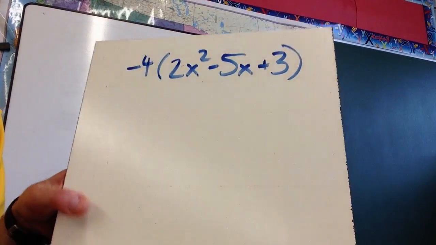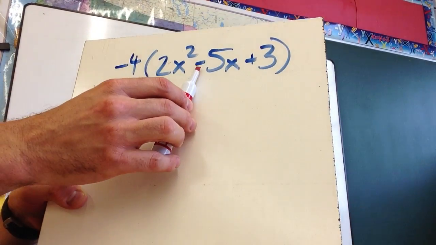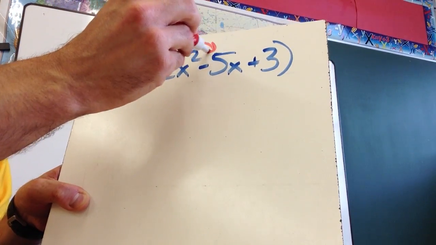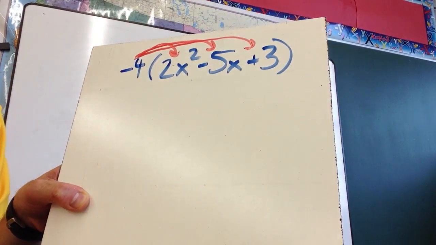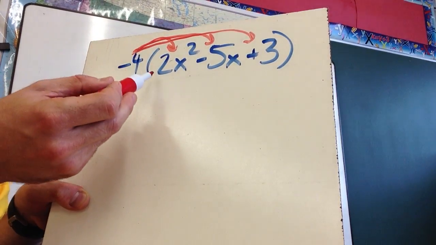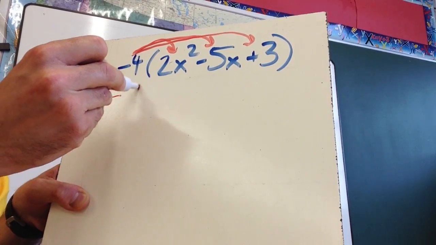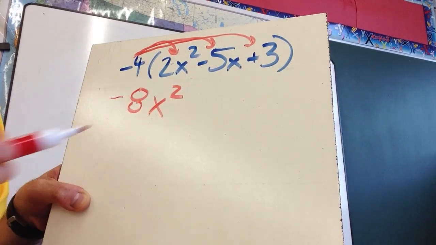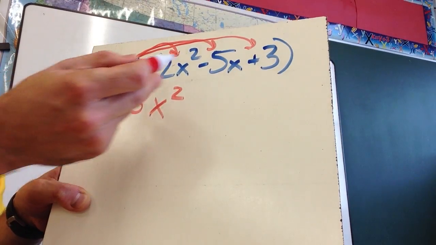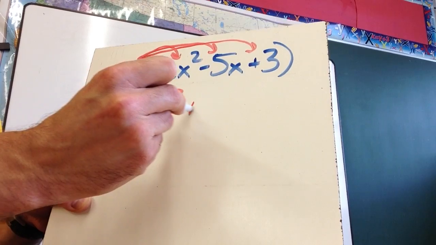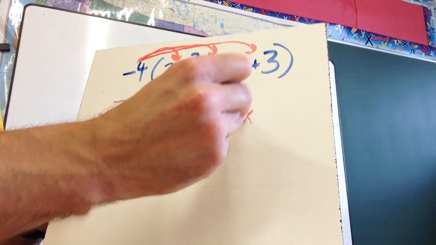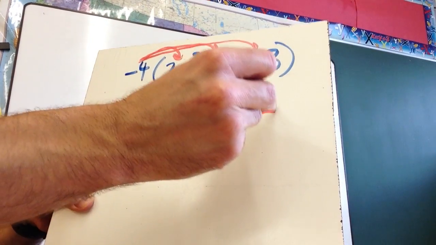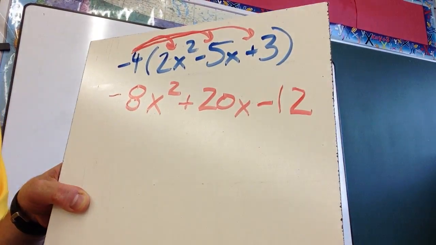Now, sometimes the number on the outside is negative, and some of the numbers on the inside are negative. So I'm going to take this negative 4 and I'm going to multiply it to each of these 3 terms on the inside of the parentheses. Negative 4 times 2x squared is negative 8x squared. Negative 4 times negative 5x. Negative times negative is positive. This is positive 20x. Negative 4 times positive 3 is negative 12.